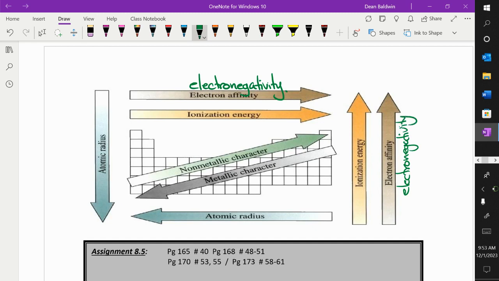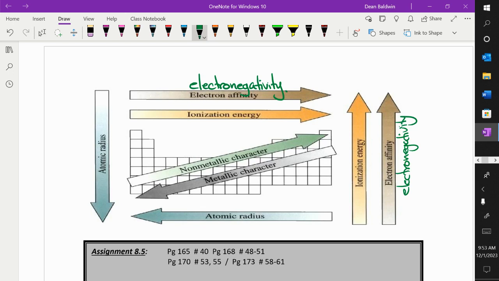Which coincides with decreasing size. The atomic radius increases this way and going down. So big, low ionization energy, low electronegativity is down here. Small atoms with high electronegativity and high ionization energy are over here. Okay? You need to be aware of these trends on the periodic table.